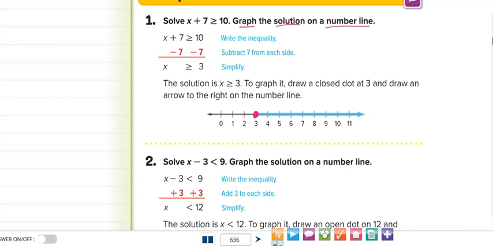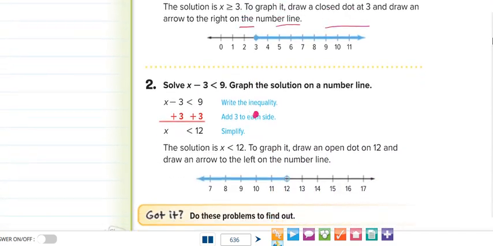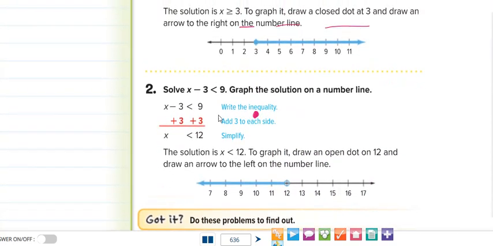Now, another example, number 2. We have here, in example number 2, x minus 3 is smaller than 9. This is subtraction inequality, so you will use addition. So to get rid of minus 3, you will add 3 for both sides. So minus 3 plus 3 will vanish. X remains smaller than 9 plus 3, which is 12. Means x should be smaller than 12.